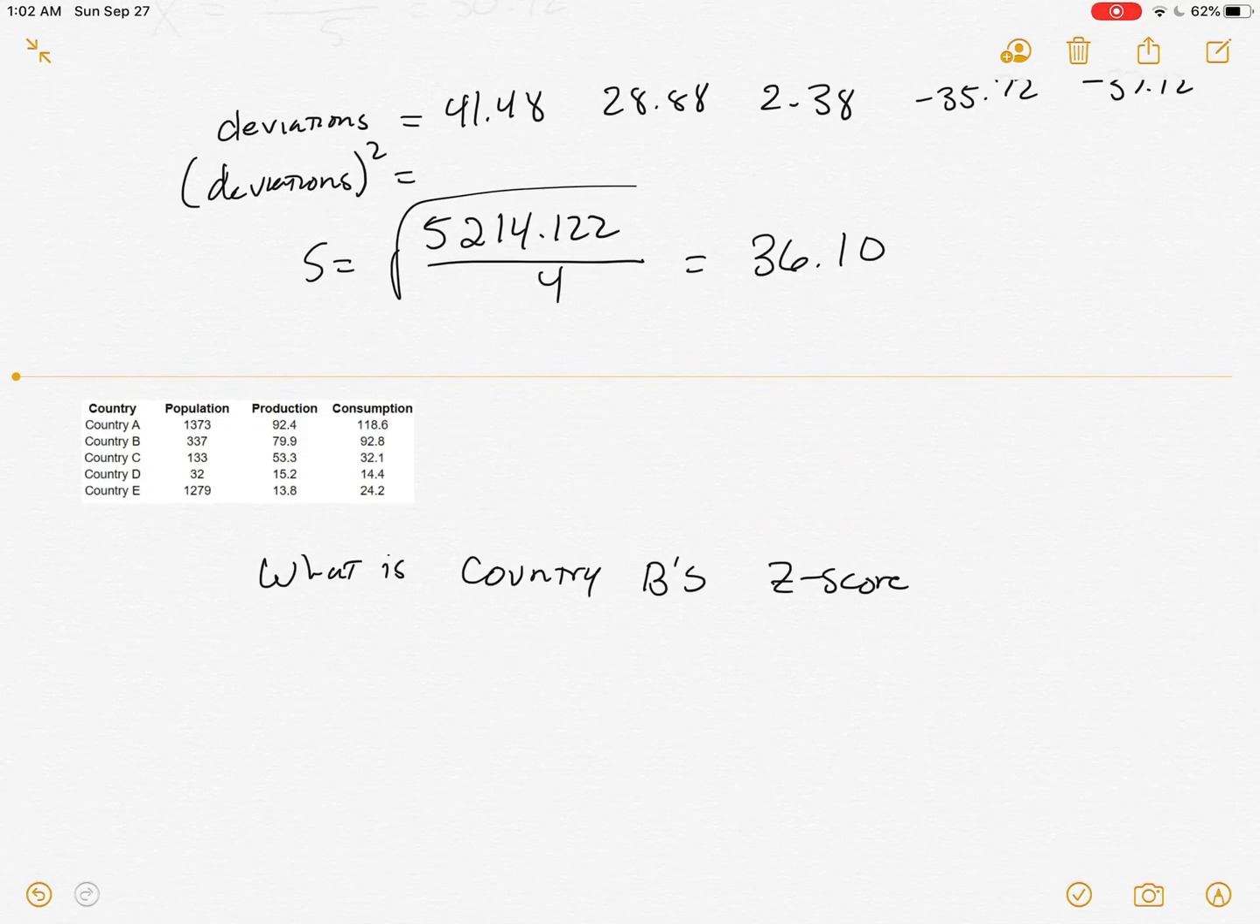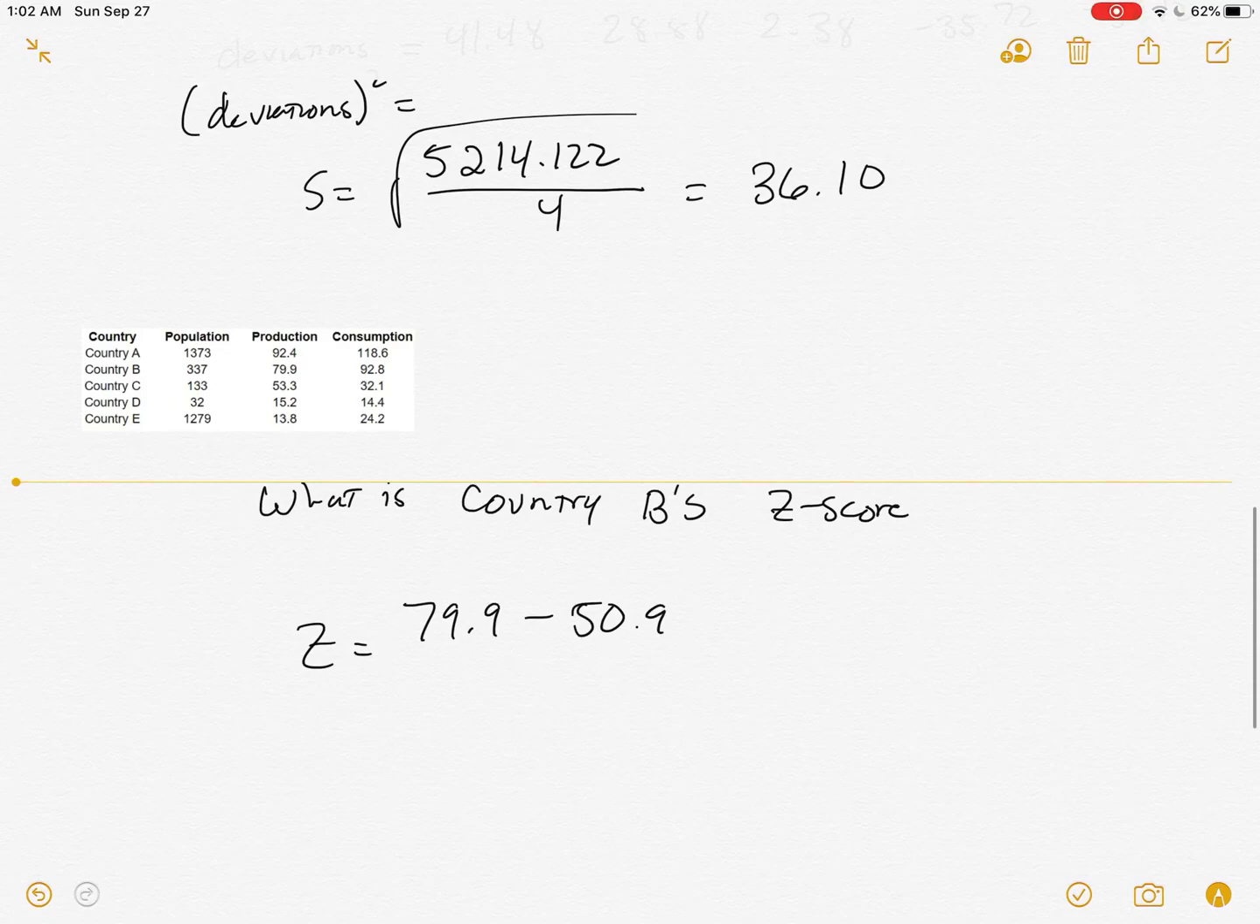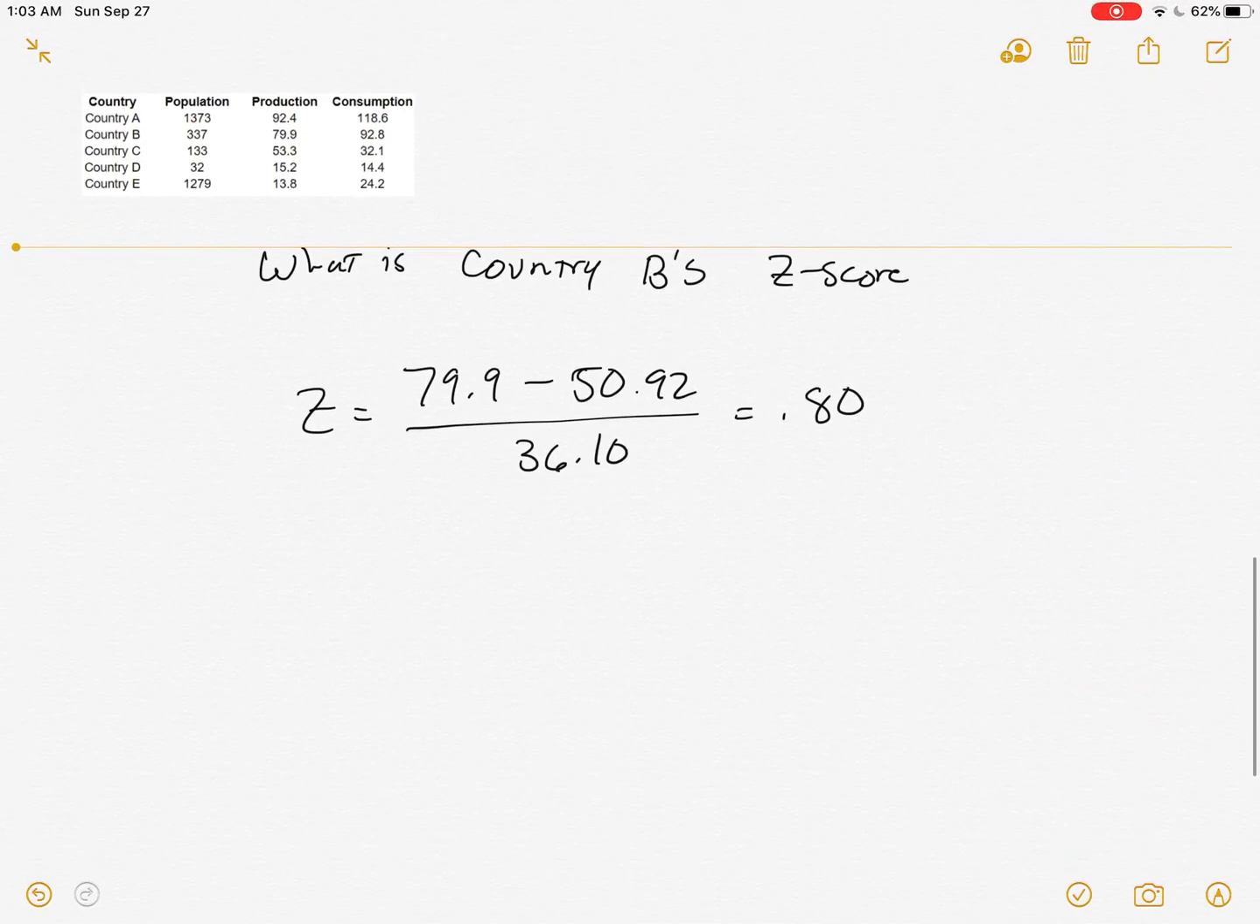What's country B's z-score? Country B had a production of 79.9. We got to take away the mean, which was 50.92, and divide by the standard deviation, which is 36.10. So 79.9 minus 50.92 divided by 36.10, and we get a z-score of 0.80. So it's not even a full standard deviation away, but still, it's above the average, which we already knew. So this is what you're going to do for part of the assignment.